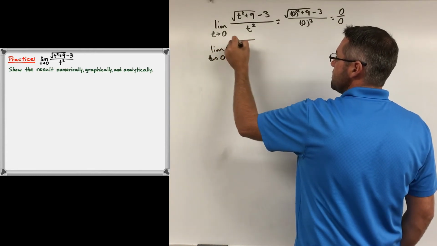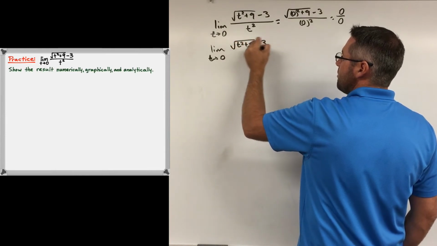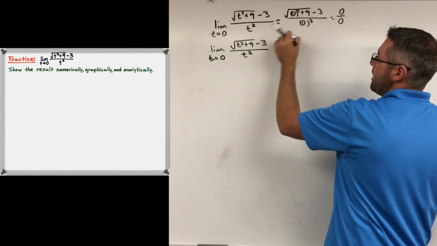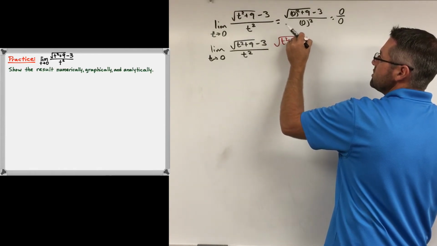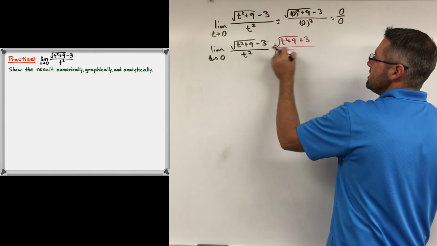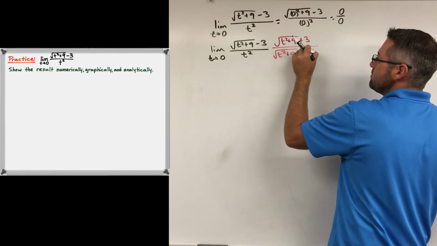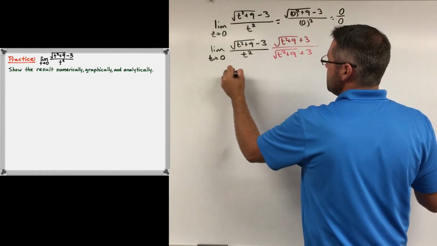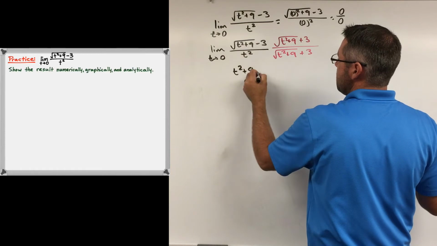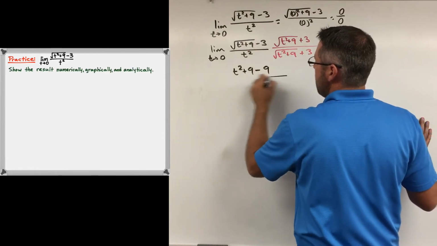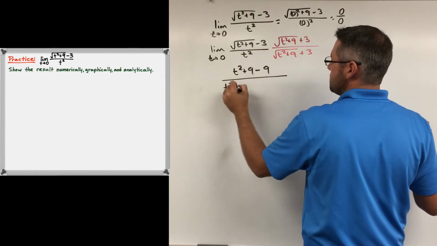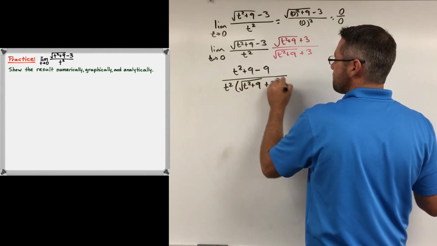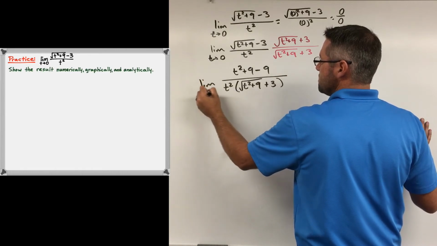Sometimes you multiply by the conjugate of the denominator, but in this case, no. What is the conjugate of the numerator? Well, it'll be radical t squared plus 9 plus 3 all over rad t squared plus 9 plus 3. And then when we multiply that all out, we're left with t squared plus 9 and then minus 9. And then on the bottom, again, you don't want to multiply those out, just leave them. Radical t squared plus 9 plus 3. And we're looking for the limit as t approaches 0.